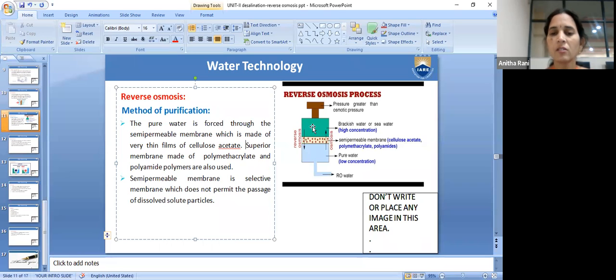In the upper chamber, we are taking brackish water, or seawater, and in the lower chamber we are taking pure water, and we are separating them with a semi-permeable membrane. We apply the pressure on the higher concentrated side solution, so that the flow of solvent takes place from higher concentration to lower concentration.